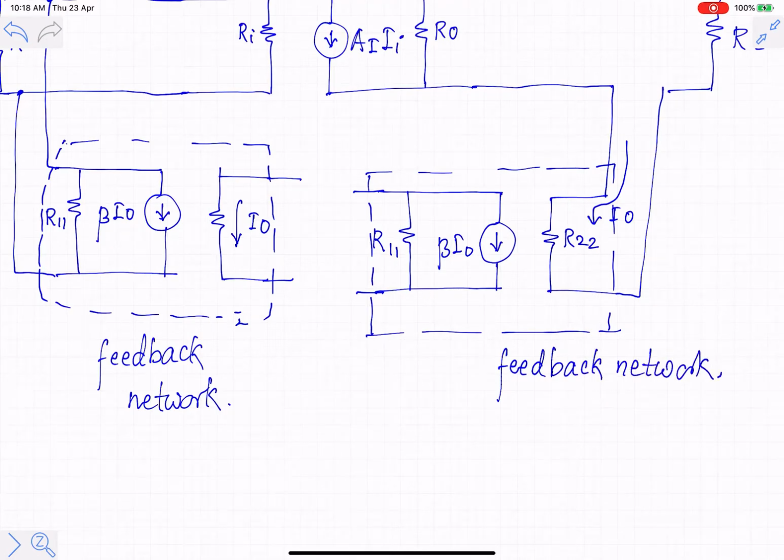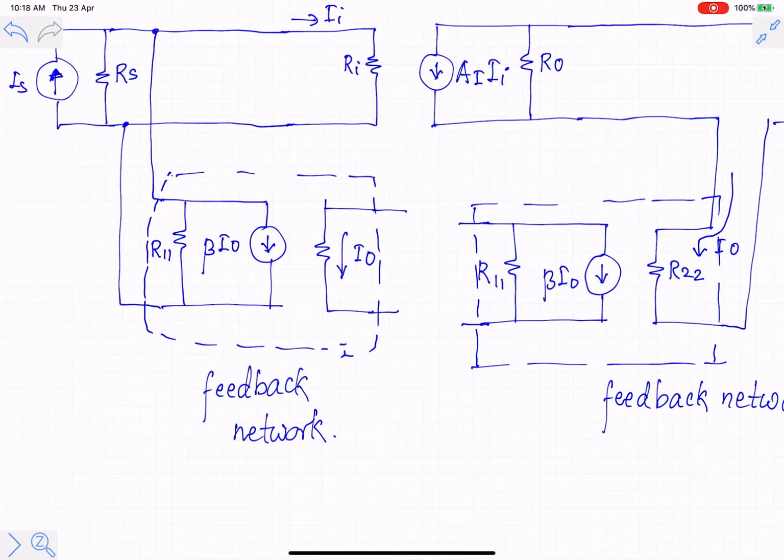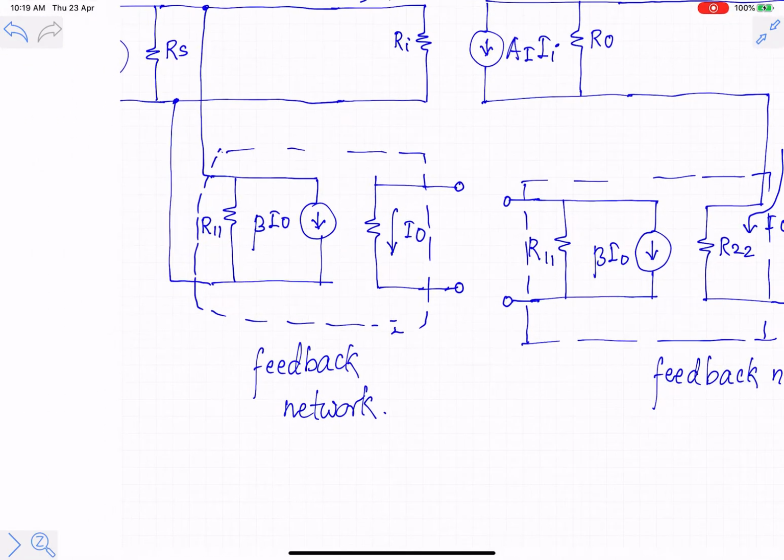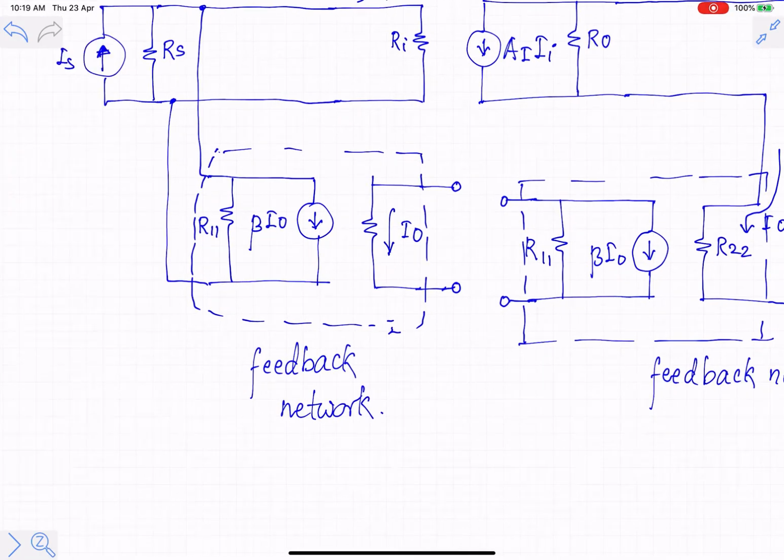Now what to do with the input terminals of the feedback network which is connected on the input side of the feed forward amplifier? We have to see. Similarly, we have to decide what to do with the output terminals of the feedback network which is connected on the output side of the feed forward amplifier. We have to see. Now only R11 should be included.